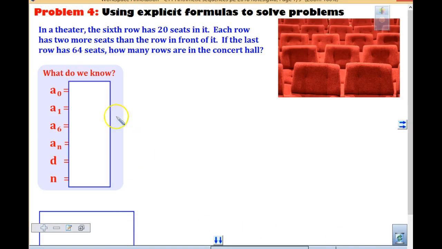So we're looking at this problem, and it says in a theater, 6th row has 20 seats. Each row has 2 more seats from the row in front of it. The last row has 64. How many rows were in our concert hall?